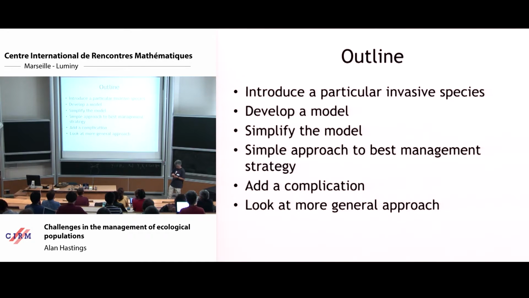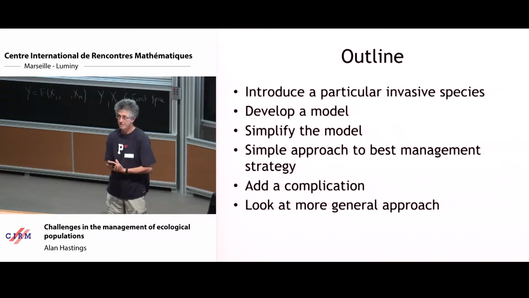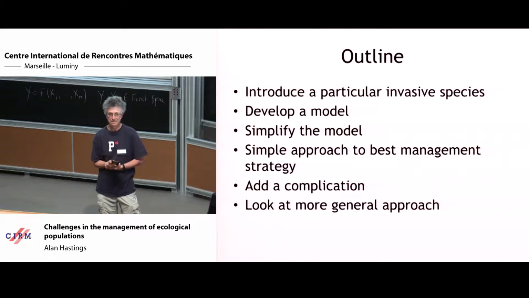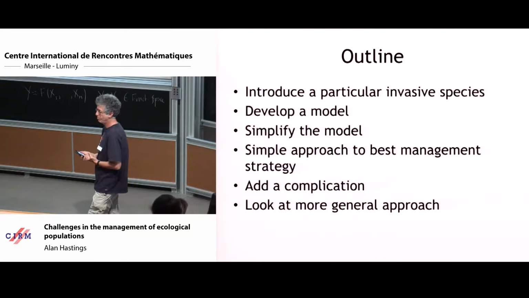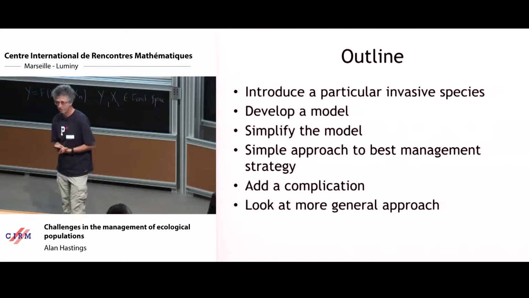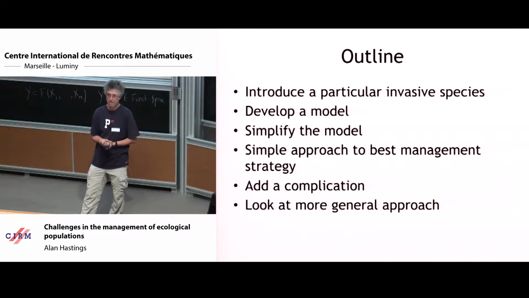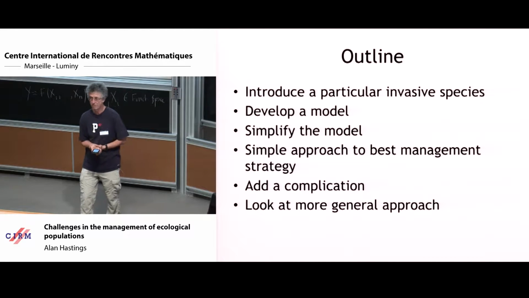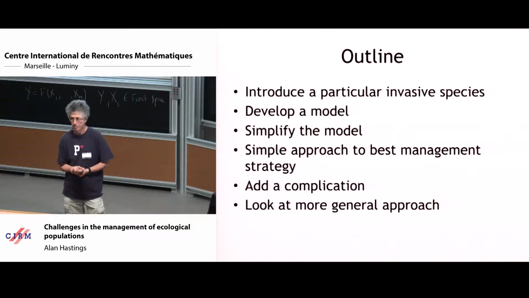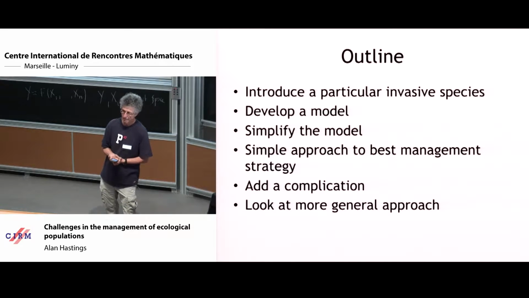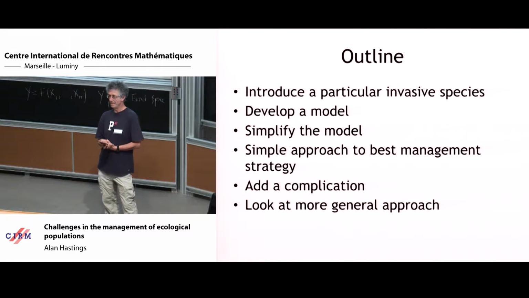So I want to start with an outline, which is what I'm going to do: introduce a particular invasive species. What I'm actually going to do is going to be a little less comprehensive than the title would suggest, but the points, I think, are going to be very general, and I could have added some other systems. I'm going to start off by developing a model, going through a series of steps, and simplifying it, and then try and figure out what the best management strategy is.